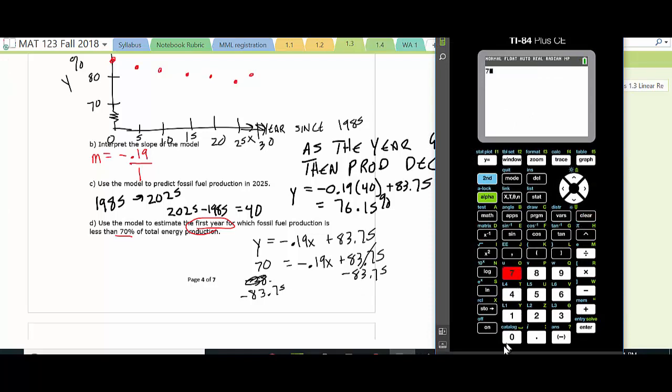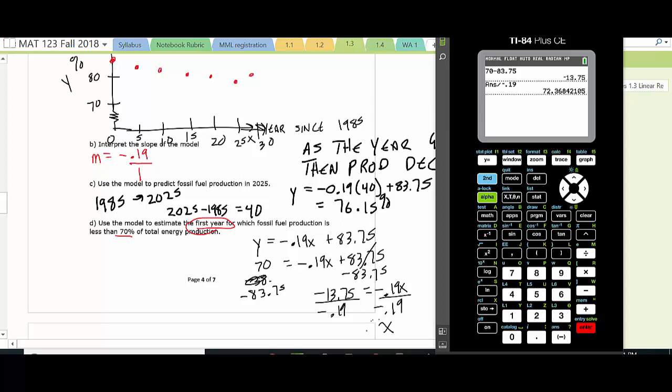Okay, so 70 minus 83.75, and that will give me negative 13.75 equals negative 0.19x, and then I can divide both sides by the negative 0.19. Okay, just do that one step on my calculator. Okay, so what we got on that is x. Did I do that right?